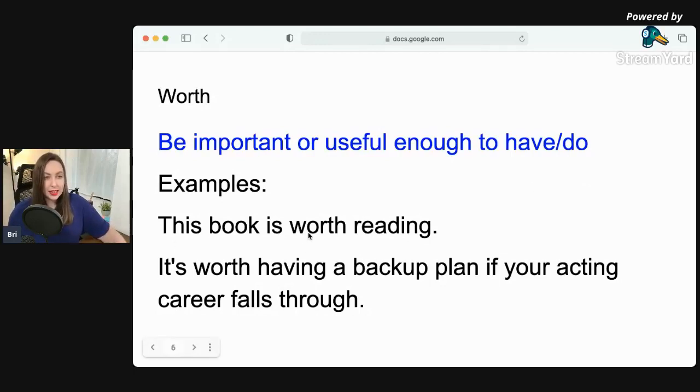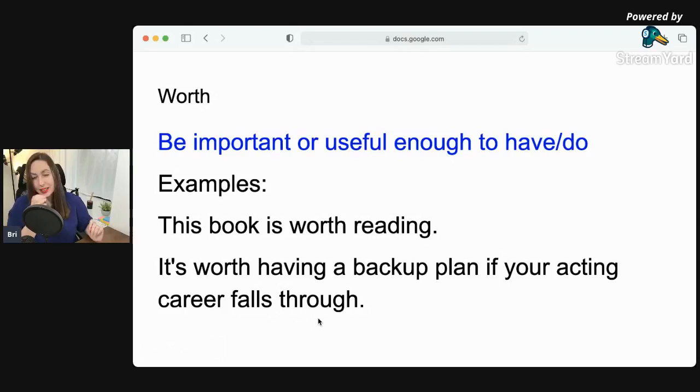This book is worth reading. We could also use this book is worth a read. That is okay. Or this book is worth reading. Okay? The second example, it's worth having a backup plan if your acting career falls through.